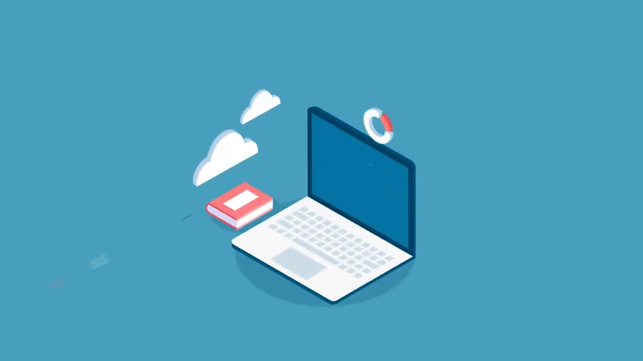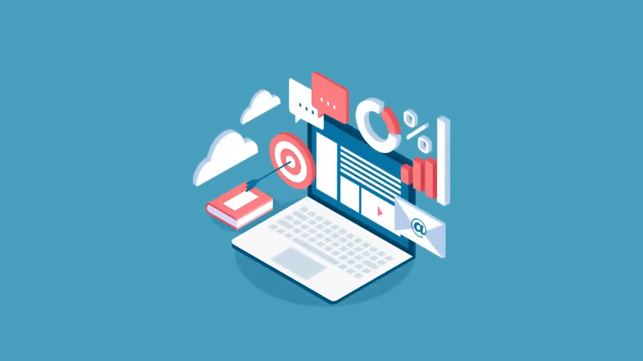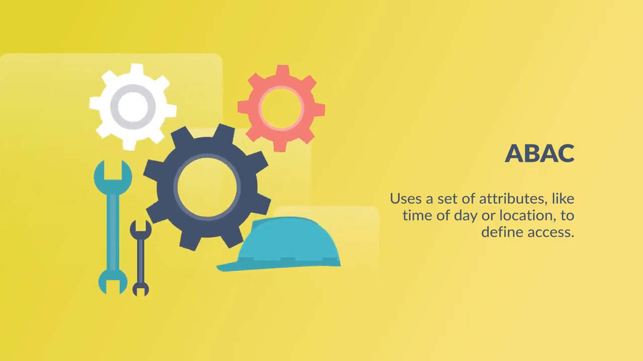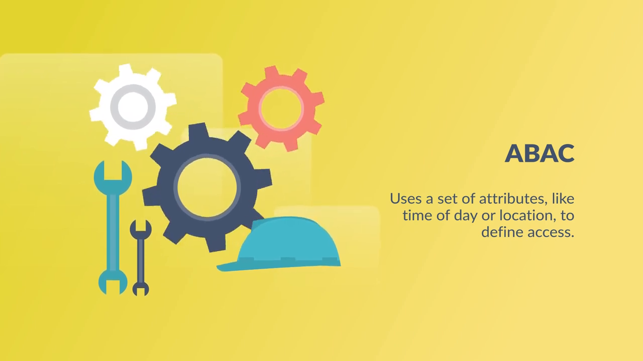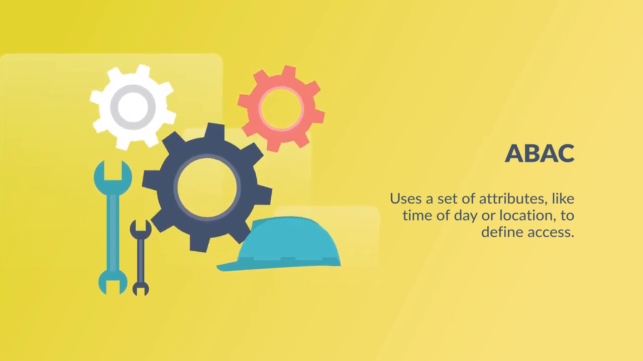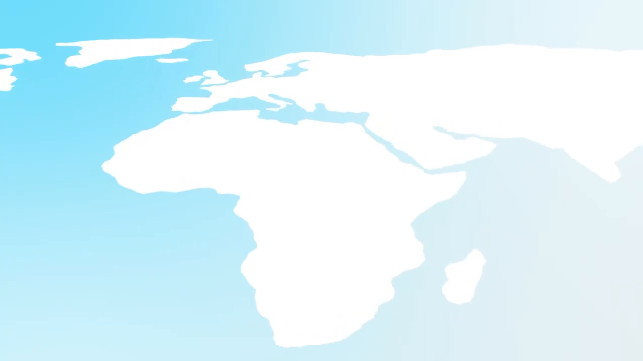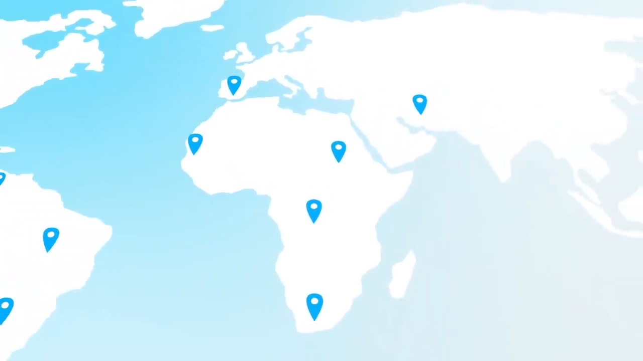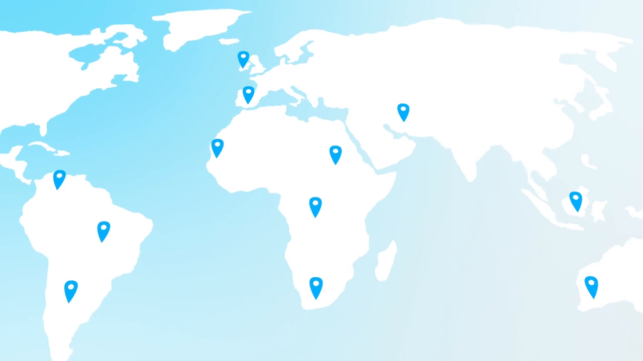For example, an employee in a marketing role might have access to CRM data, but not to financial records. ABAC, on the other hand, allows for more granular control. It uses a set of attributes like time of day or location to define access. For example, you can restrict access based on the user's location, preventing logins from unfamiliar areas. This flexibility comes with added complexity, making ABAC more resource intensive to implement.